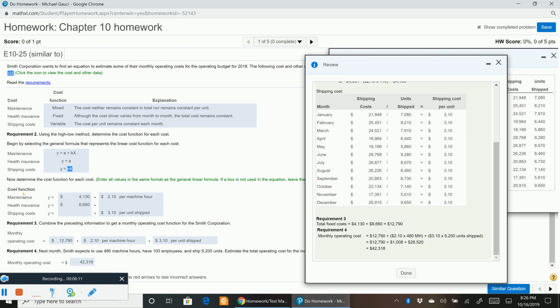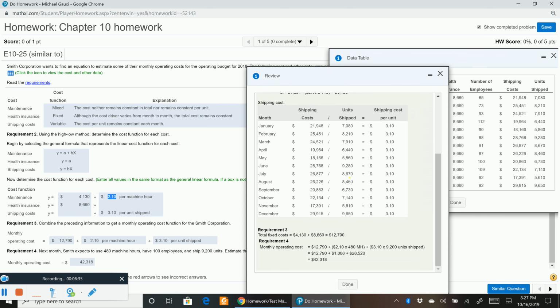So we said maintenance was mixed. Here's our cost formula. Y, which is the total cost, equals the fixed cost plus the variable cost per unit. Okay. So, how do we get the $4,130? How do we get the $2.10 per unit?